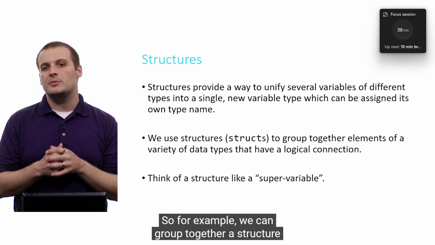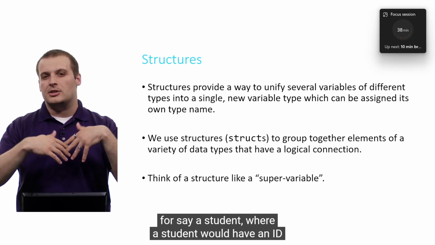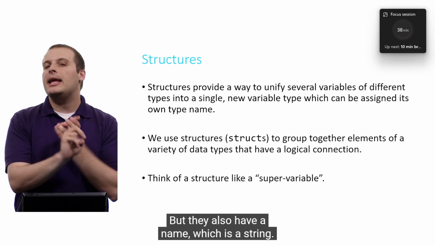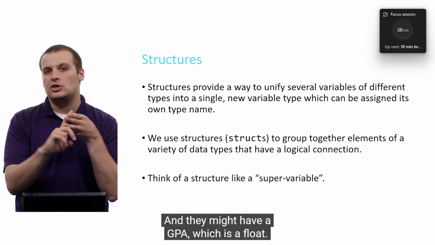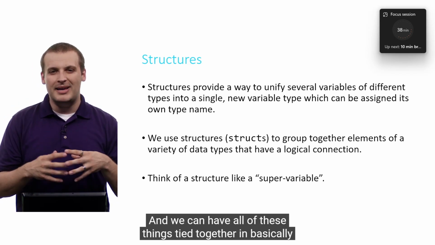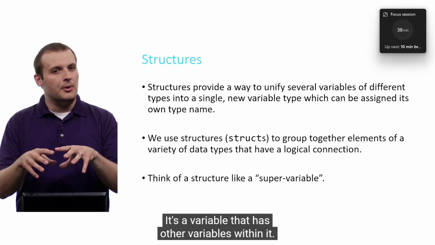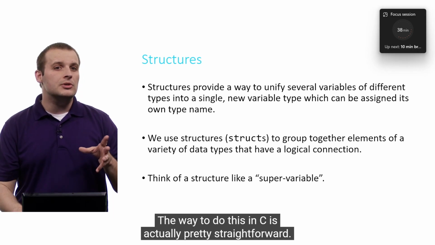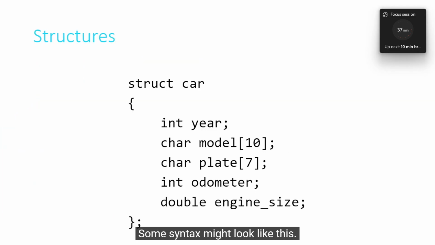So for example, we can group together a structure for, say, a student, where a student would have an ID number, which is probably an integer. But they also have a name, which is a string, and they might have a GPA, which is a float. And we can have all of these things tied together in basically what's a super variable. It's a variable that has other variables within it. The way to do this in C is actually pretty straightforward. Some syntax might look like this.